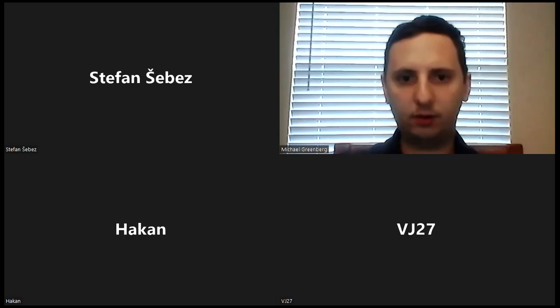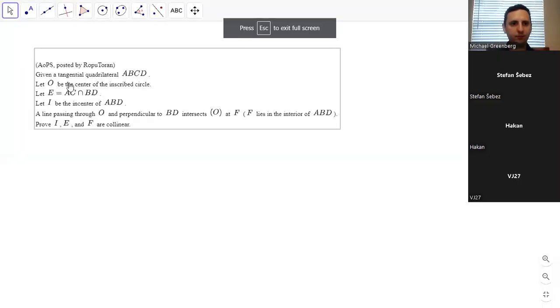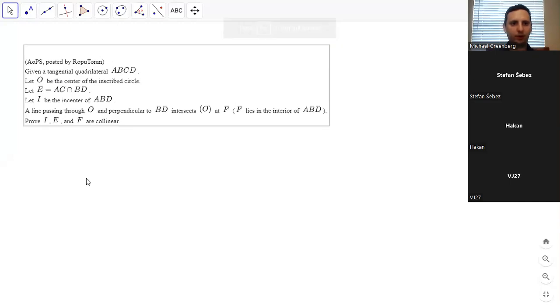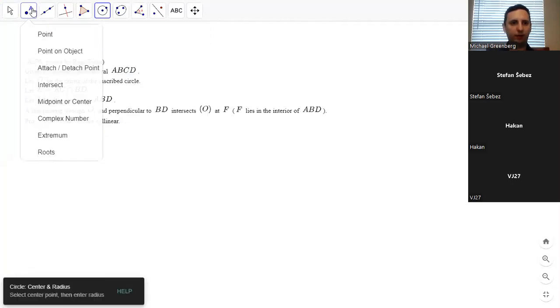All right. Can you all see the first question? So this one involves a tangential quadrilateral, which we don't do that often. I haven't done that many problems with it, I feel like.